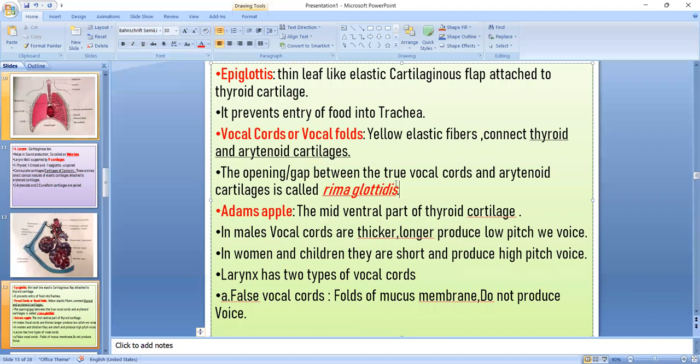Okay. So, what is the function of these vocal cords? They enhance the sound. Sound ni koncham vibrate chestadi. Right? So the sound which is produced from the larynx is enhanced by the vocal cords.